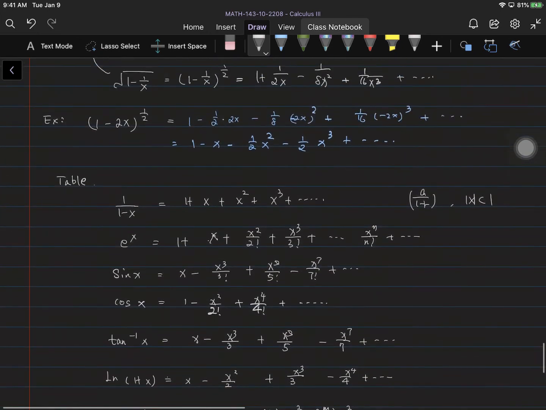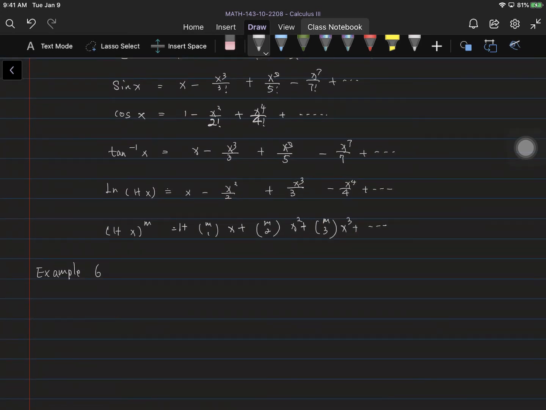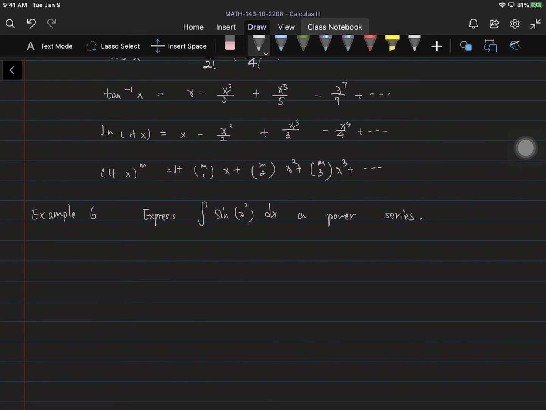Here's the table, and you can use all the formulas in the future. Next I'm going to show you in example 6 how to use this table to find Taylor series or do some evaluation. Let's take a look at example 6. We want to express the function sin x squared as a power series. Firstly, let's find the Taylor series for sin x squared.